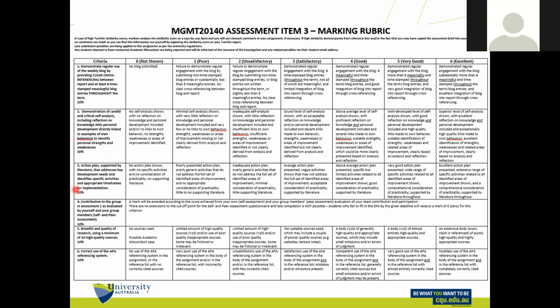Tell me in an actual action plan what kind of activities you can do in the next 6 months to improve areas of weakness or to further strengthen your areas of strength. I will then have a mark relating to the self and peer assessment. And then we have at least 10 quality references and correct use of APA style referencing.